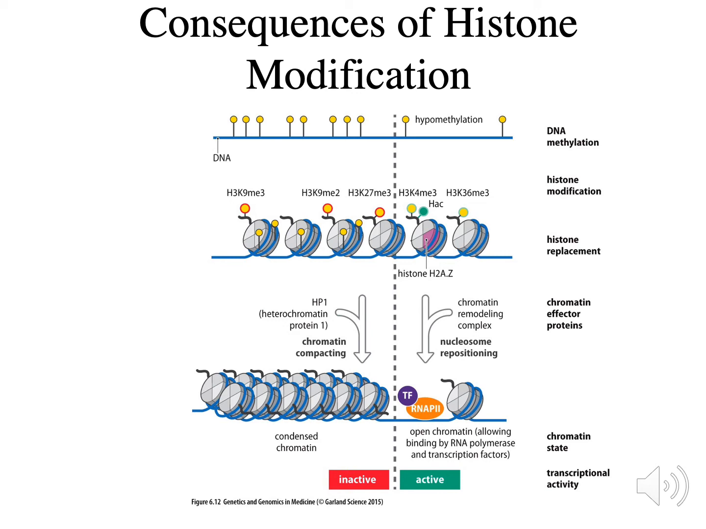And you remember, down at the bottom of this figure, the left side shows scenarios that are associated with inactive transcriptional states, whereas the right-hand side shows the phenomena associated with transcriptionally active states of the chromatin. Below the line that depicts methylation, we have places showing histone-related modifications, whether that be actual histone modification itself or histone replacement.